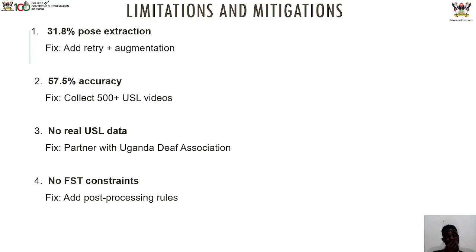Now we look at the limitations and mitigation. With the limitations, when extracting the poses, we extracted only 31.8% of the available videos, and we had 4,026 videos. The validation accuracy on average was 57.5% after training the graph attention model. With this, we are not using a real Uganda Sign Language dataset. We are using the Ghana dataset currently. And there are no FST constraints for the medical questions and answers flow.